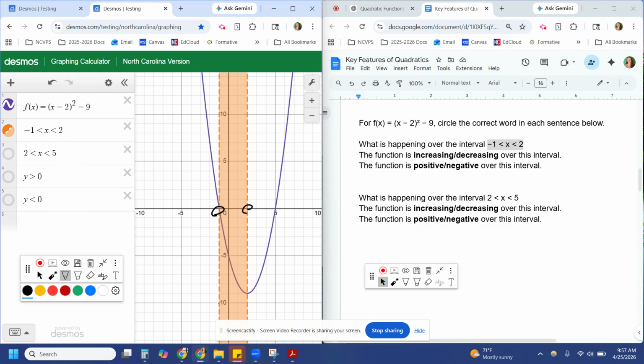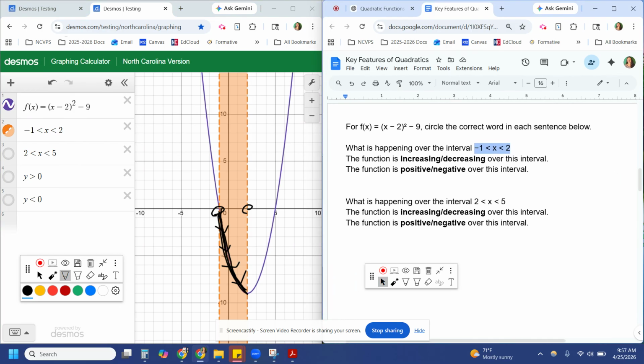Your task is going to be to look at the function in between those two endpoints and ask yourself what is happening. So let's start with the words increasing and decreasing. If you were to trace this graph from left to right, are you going up or are you going down? Hopefully you said that you are going down. That implies that the y values are decreasing, so that is a decreasing interval.